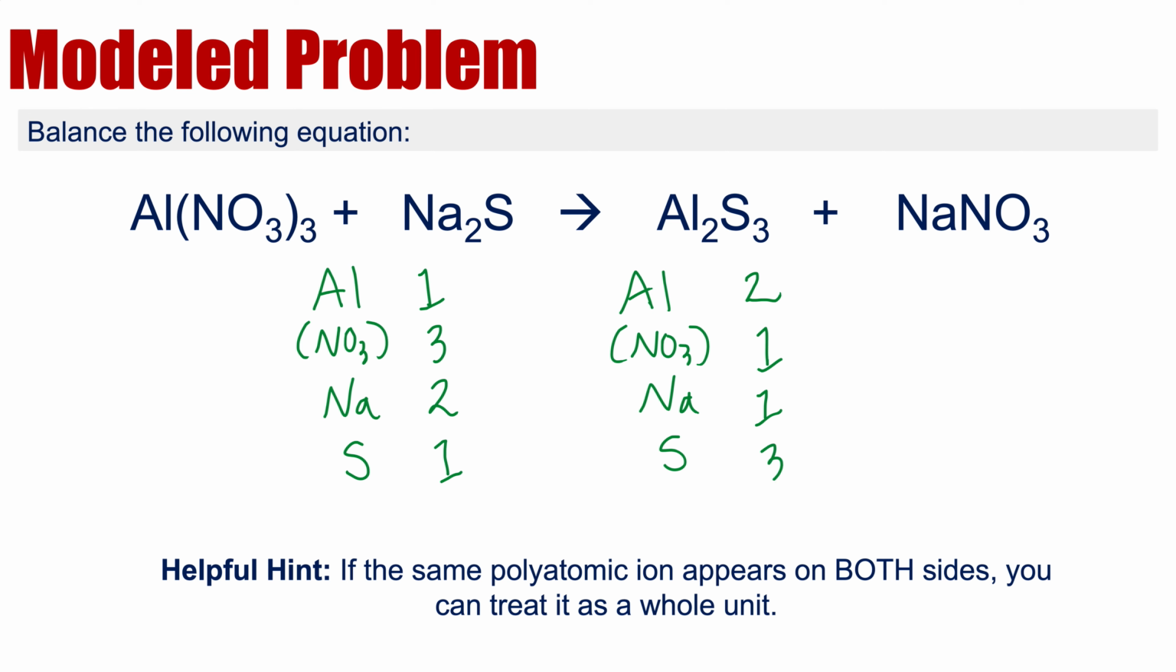I have 2, 1, 1, and then 3. So now let me try to balance aluminum first. I place a 2 in front of aluminum nitrate. Now I have 2 aluminums, but it multiplies the number of nitrates up to having 6. Now, if I place a 6 in front of sodium nitrate, now I have 6 nitrates and I have 6 sodiums. If I place a 3 in front of sodium sulfide, that brings the total of sodiums up to 6 on the reactant side and sulfurs up to 3. So now I have the balanced chemical equation. This method only works if the same exact polyatomic ion appears on both sides.